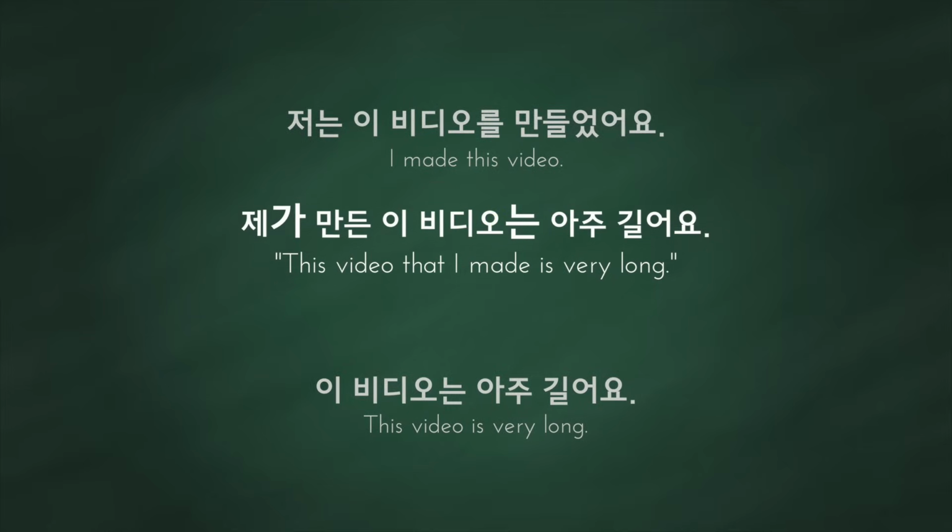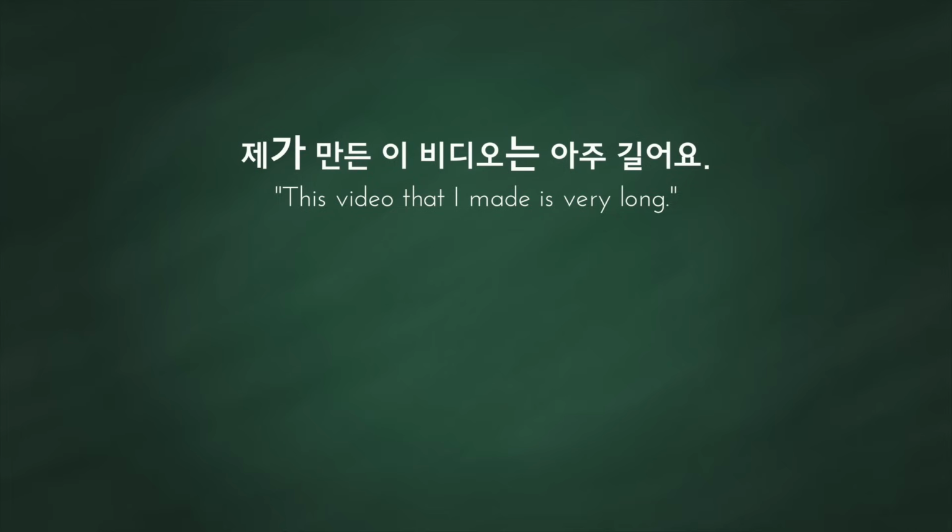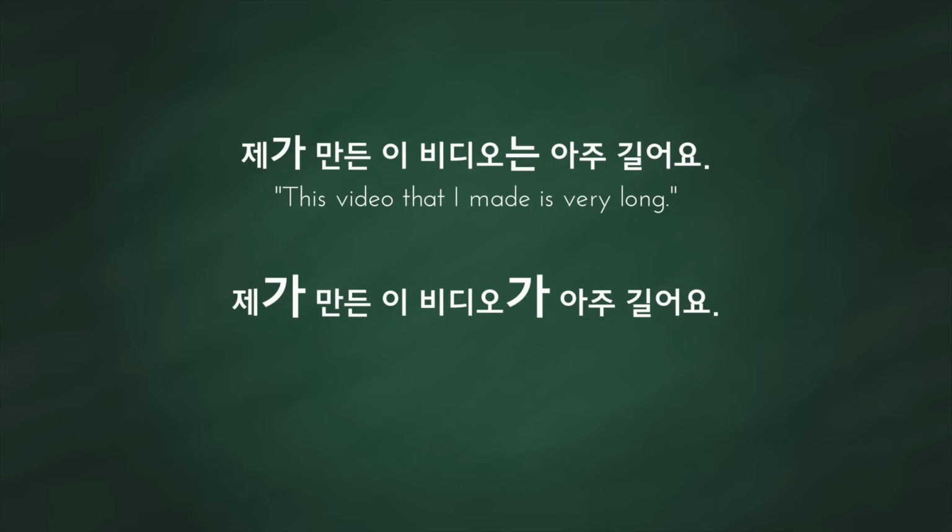But what if someone asked you, okay, which video is very long? And your answer was, hey, this video that I made is very long. In that specific case, you would say, using both 가 in the inner clause and 가 in the outer structure, you would say, 제가 만든 이 비디오가 아주 길어요. Not 제가 만든 이 비디오는 아주 길어요. Because 제가 만든 이 비디오 is the answer to what or which. So it means that just because a compound sentence has two 는's here and there and two 가's here and there doesn't mean the sentence is wrong.